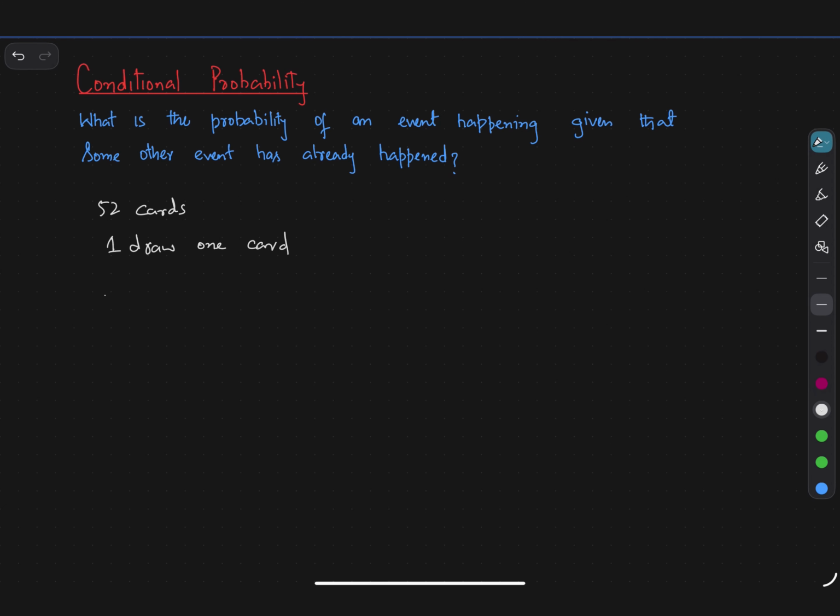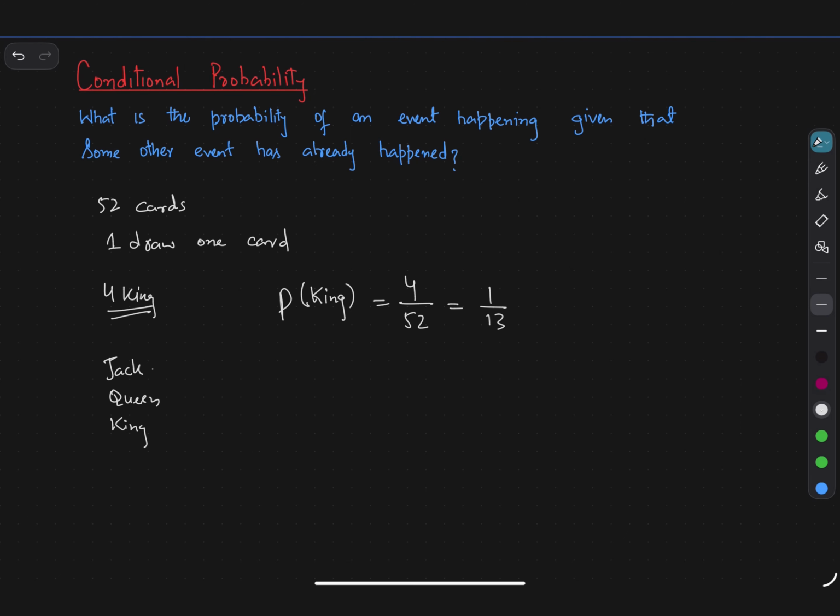We know that there are 4 kings in a standard deck of cards. We can write the probability of drawing a king as 4 over 52, which is equal to 1 by 13. Now, suppose someone tells you the card drawn is a face card. A face card is a jack, a queen, or a king. And every standard deck of cards has 4 jacks, 4 queens, and 4 kings.